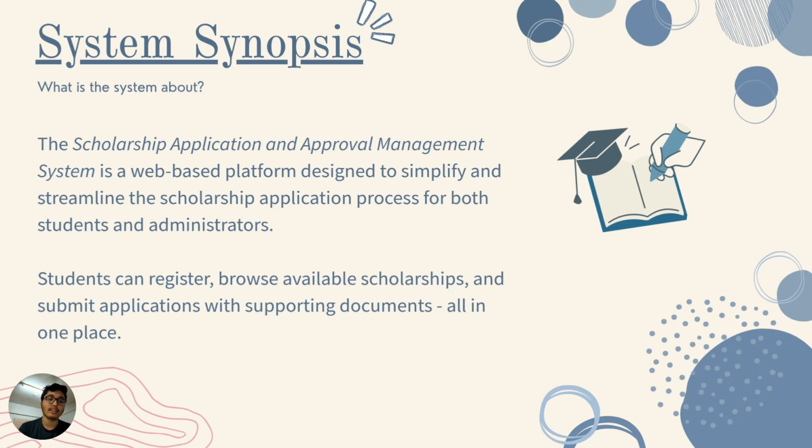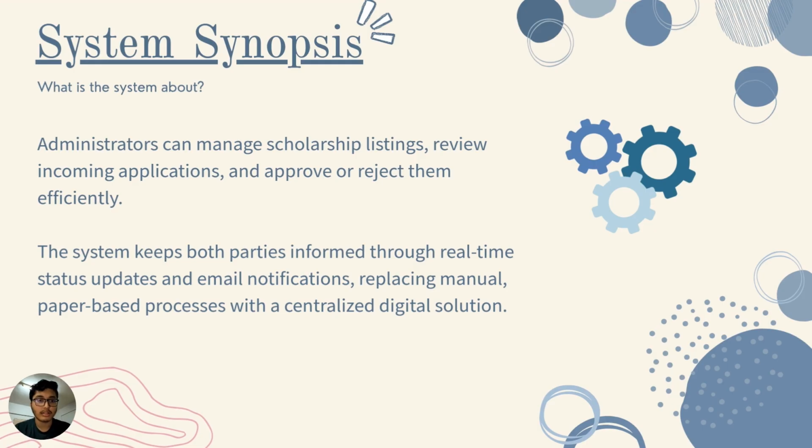The benefit for students is that they can browse scholarships, enlist, and register all in a single UI. The benefit for the administrator is they can manage all the listings, review any upcoming applications, and choose whether to deny or approve them. This way, the system keeps both students and administrators up to date with statuses and email notifications. There's no delay since we are not using a manual method.